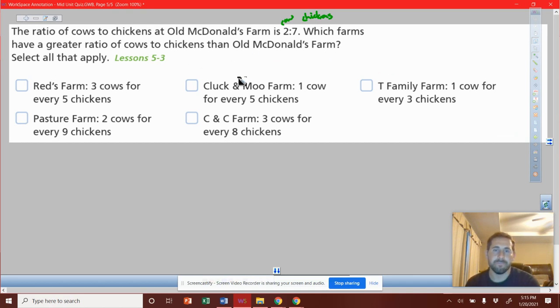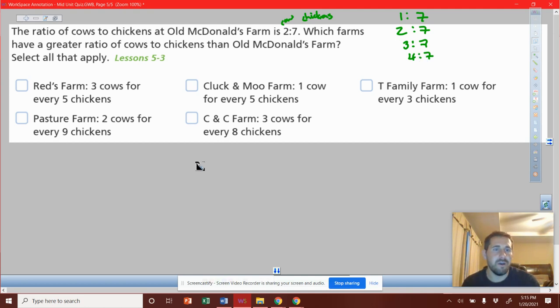Select all that apply. So first of all, to have a greater ratio means, like, it's a 2 to 7 ratio right now. If it was a 1 to 7, that's not greater. That means we have fewer cows for every chicken. So we need something that would be 3 to 7, 4 to 7, whatever. It needs to be more cows for every 7 chickens to be a greater ratio.